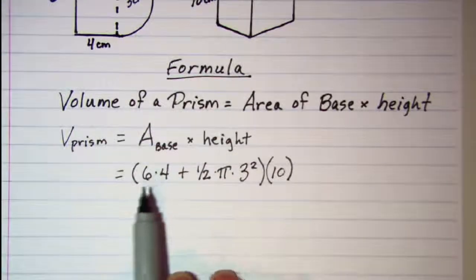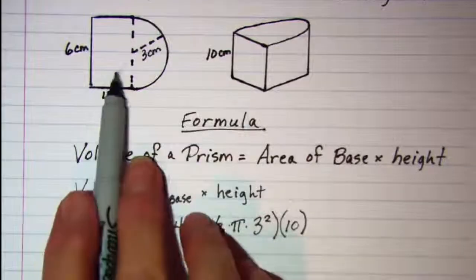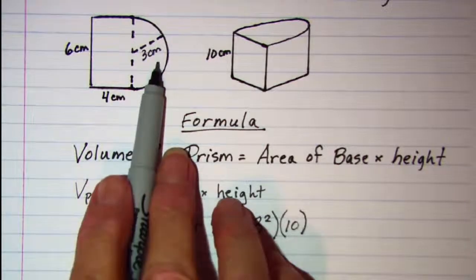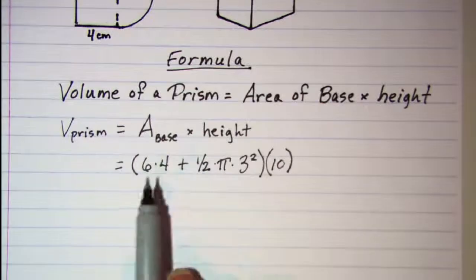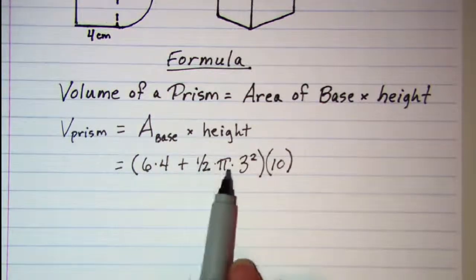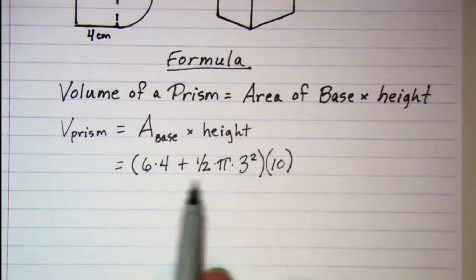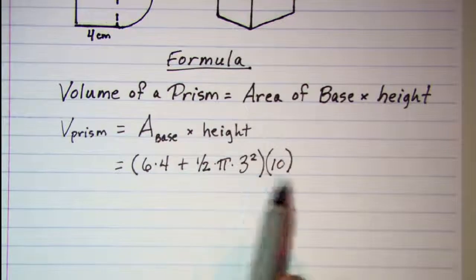Now let's review. The area of my base is the area of the rectangle plus the area of the semicircle. So we have length times width here, plus 1/2 of pi r squared. And then I multiply that whole area of the base by 10.